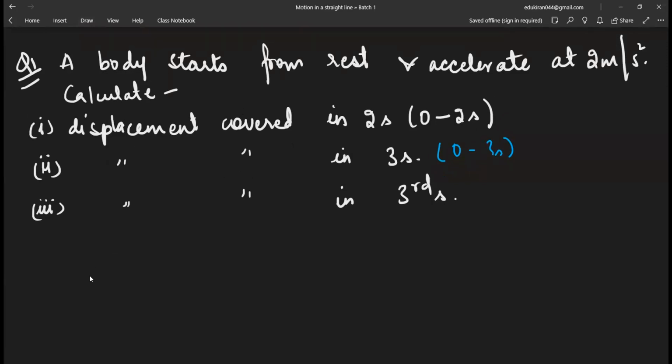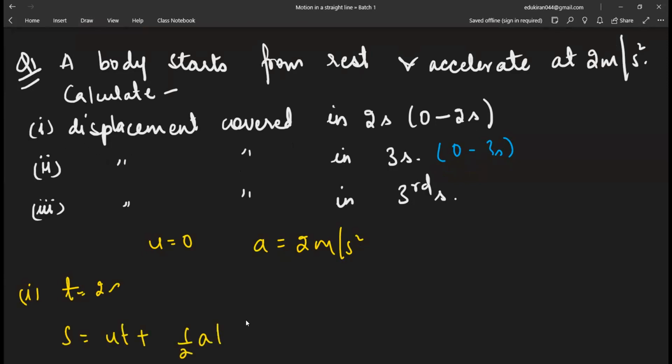Fine. So see, for what all things you have, we require the initial velocity, which is 0 because it is starting from rest. And then we have acceleration. Acceleration is 2 meter per second square. So time is 2 seconds. So the way you use the normal equation, S is equal to ut plus half at square. So ut, this is 0 plus half a, and you have the t square, that is 2 into 2. So this becomes 4 meters, first part.